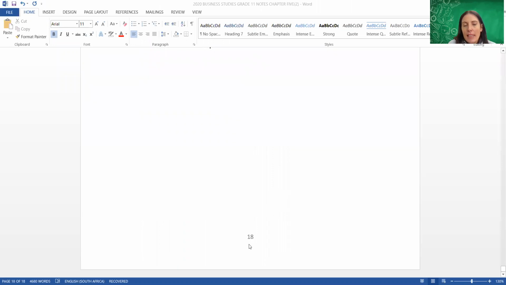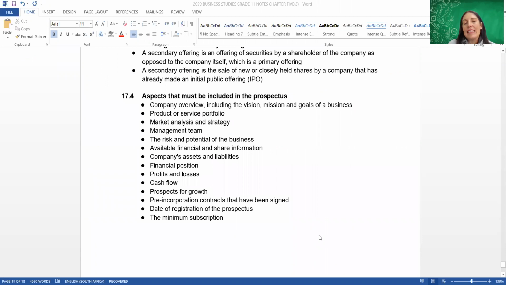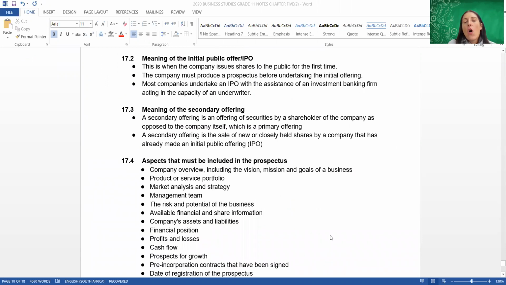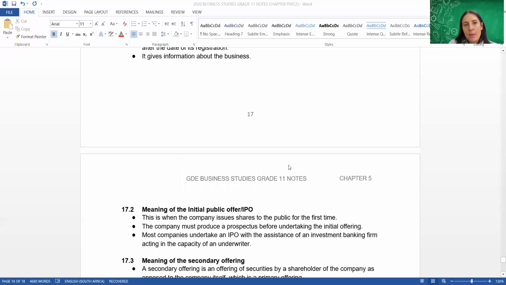Okay, and I think that is then the end of the registration and incorporation process of companies. Remember, this prospectus point just applies to public companies. And then also the IPO, initial public offering, and the secondary offering would also apply to public companies, because in a private company, those shares are taken up immediately by the shareholders that form the specific private company.